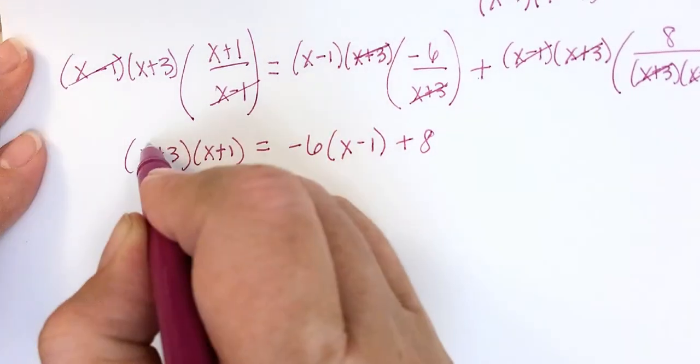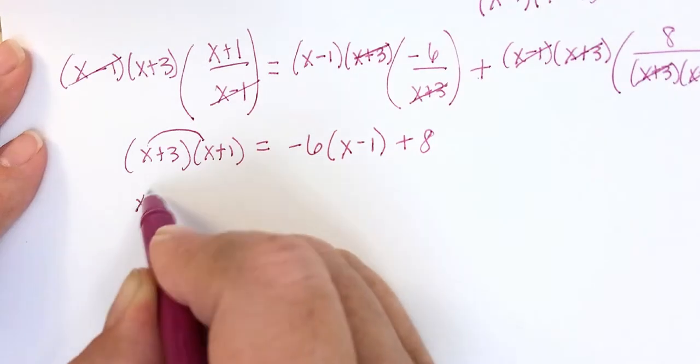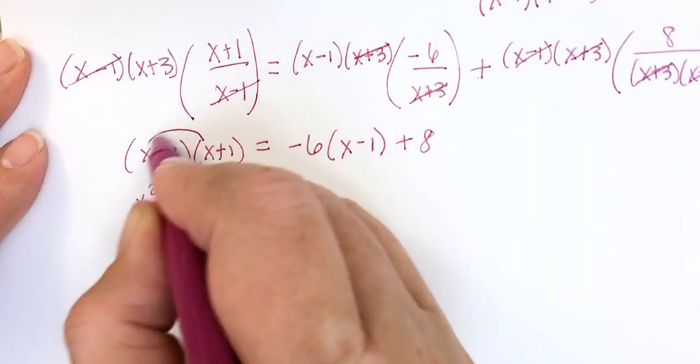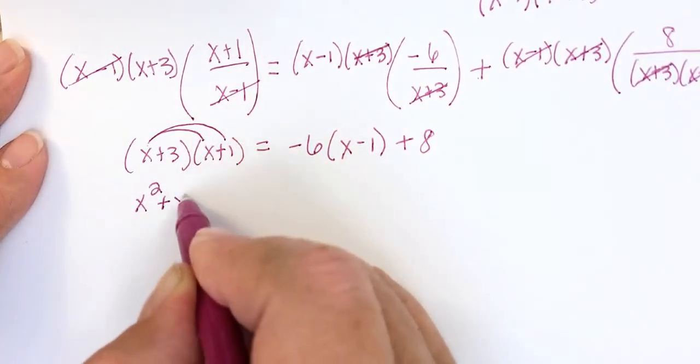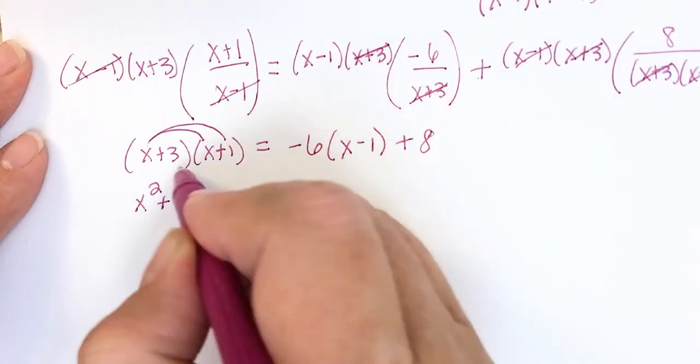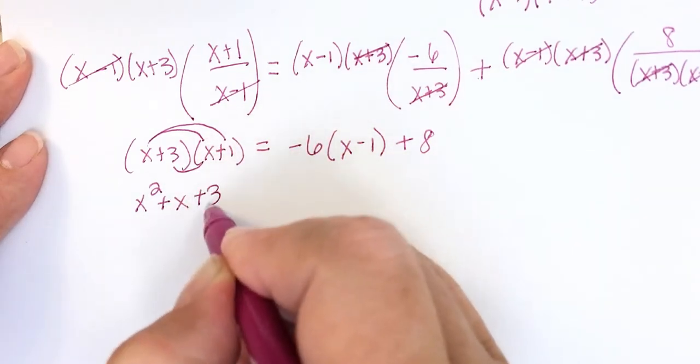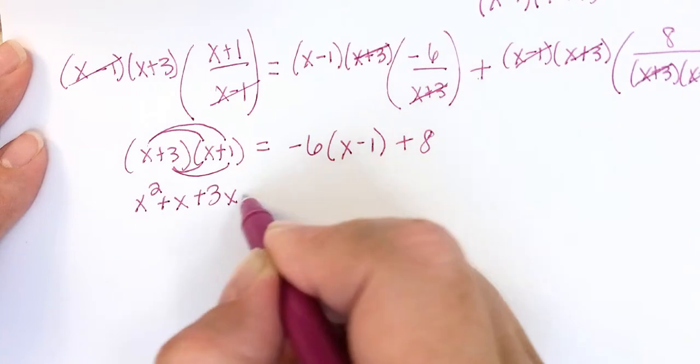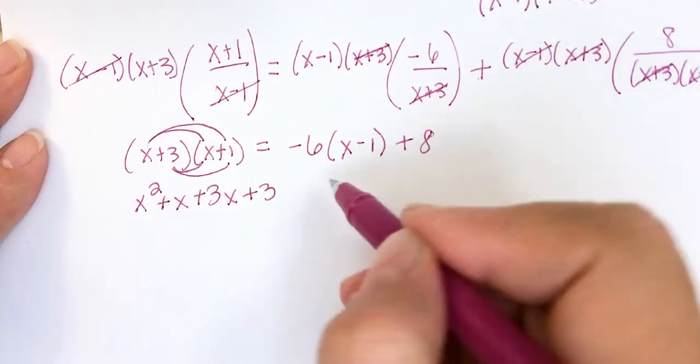So let's multiply. We have x squared plus x. So 1x is just x. And then 3 times x is 3x. And 3 times 1 is 3. All right, let's keep going.